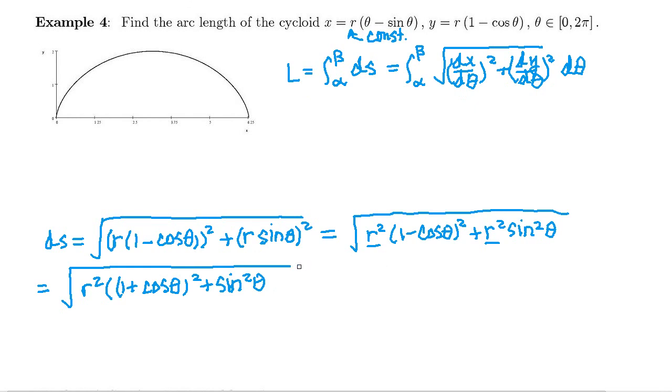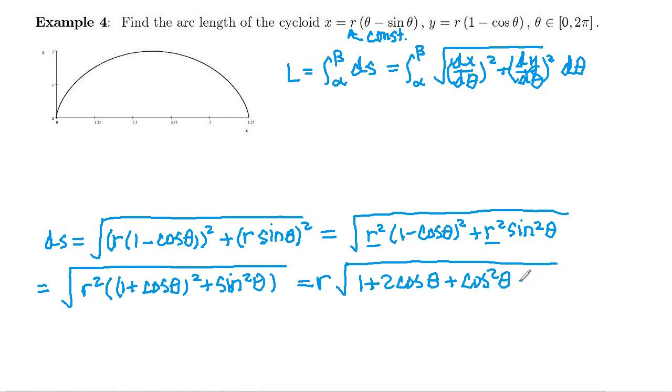And then products we can pull apart. So the square root of r squared is r, and that can come outside the square root. And then we've got to multiply out what's left. So 1 plus cosine theta times 1 plus cosine theta is 1 plus 2 cosine theta plus cosine squared theta. And then we've got plus sine squared theta on the end, and sine squared plus cosine squared theta here is equal to 1. And we'll combine that with the other 1 that's out in front.